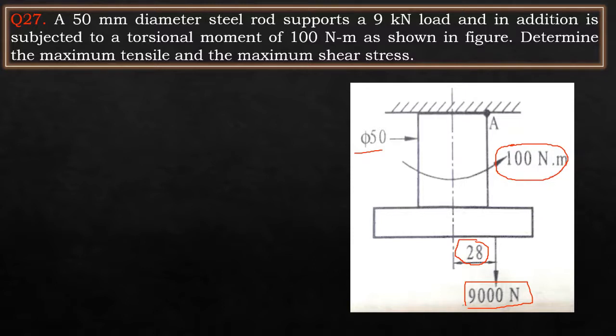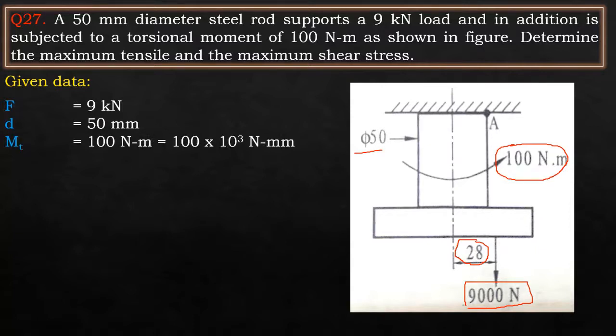Let us start solving this problem by writing the given data. A load of 9 kilonewtons has been applied, which is equal to 9000 newtons. The diameter of the rod is 50 mm. The torque is 100 Newton meter, which is equal to 100 into 10 power 3 Newton mm.